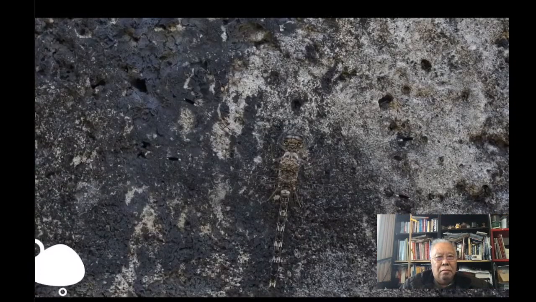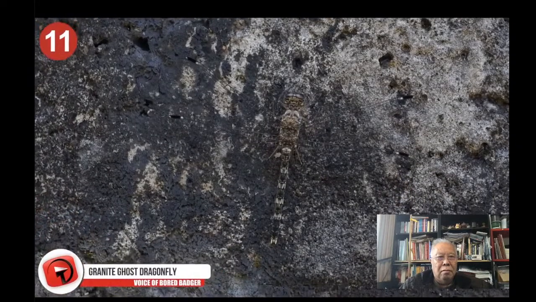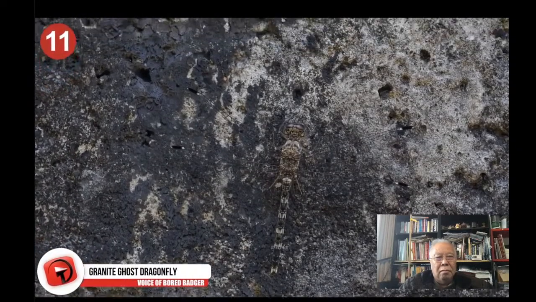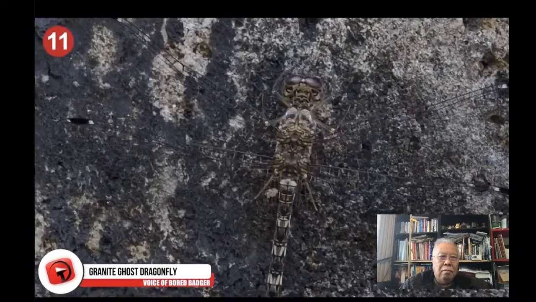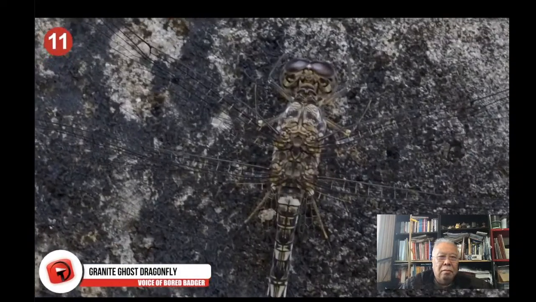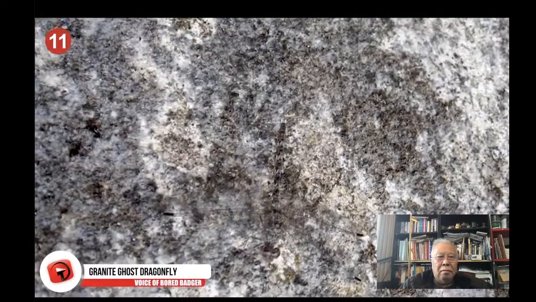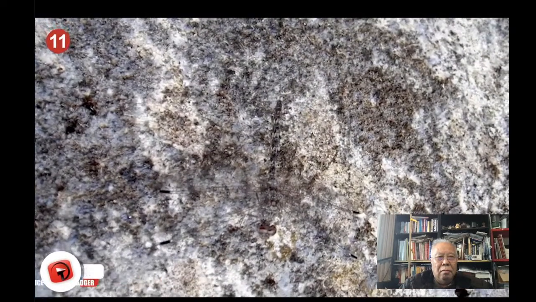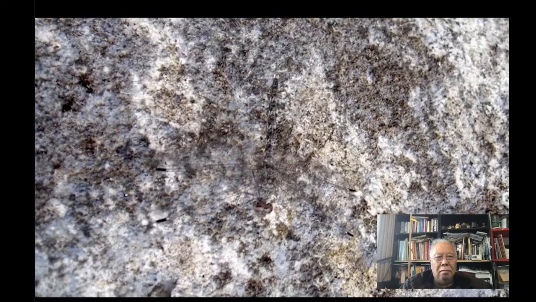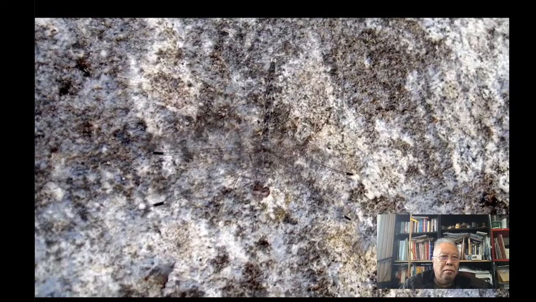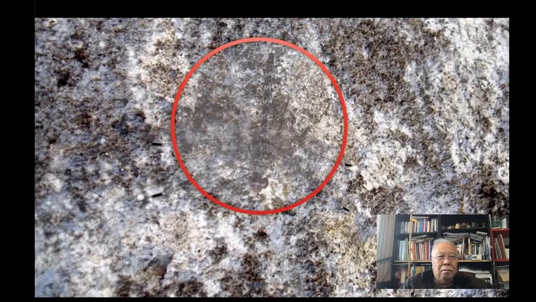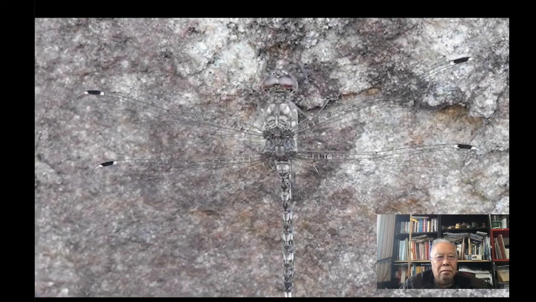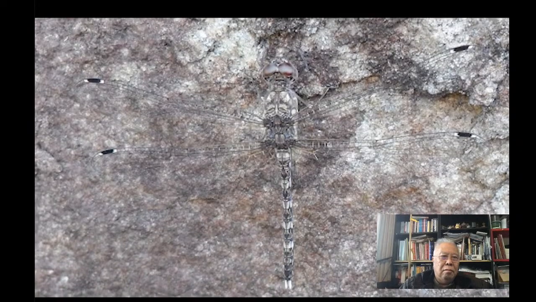Number 11, granite ghost dragonfly. The granite ghost dragonfly, which is one of the many species of dragonfly that make use of camouflage, is peculiar in that it blends in with a variety of rocks and stones. It is found in many urban locations in India and can be spotted blending in with stone walls, cement sidewalks, and granite buildings. The granite ghost takes advantage of the abundance of insect prey found in urban areas, and its skills in the art of camouflage allow it to maneuver through cities virtually undetected.